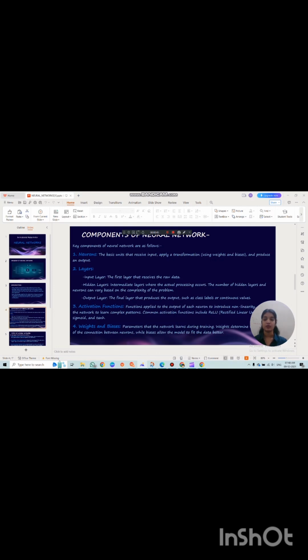A third component is activation functions. Functions applied to the output of each neuron to introduce non-linearity, enabling the network to learn complex patterns, are known as activation functions. Number 4. Weights and biases. Parameters that the network learns during training. Weights determine the strength of the connection between the neurons while biases allow the model to fit the data better.